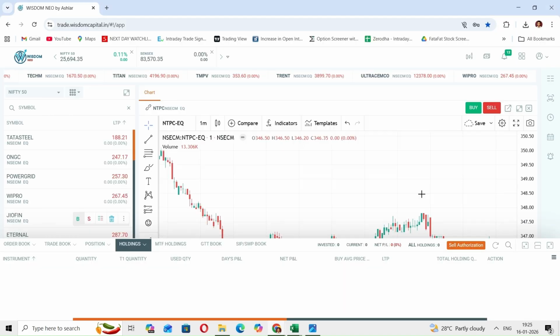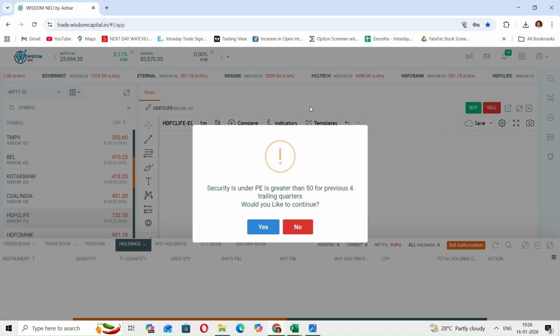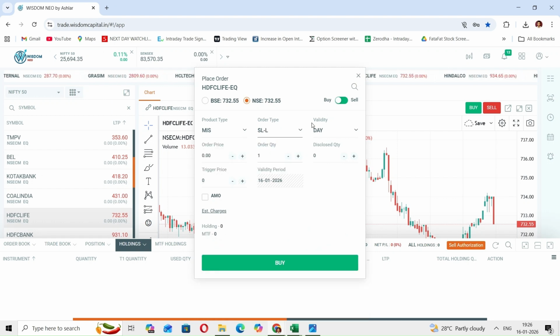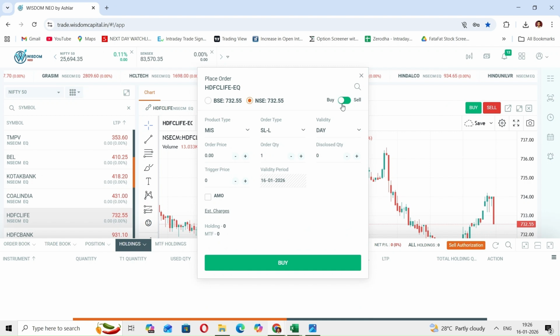Now let's go to the next trade. Which trade? HDFC Life. For HDFC Life again, MIS, SL. Here I will take, for example, a setup developed for the sell trade. Okay, so the current price is 722.5. I will take a trade at around 731 as per the setup.